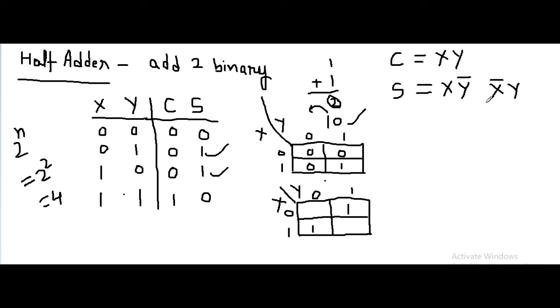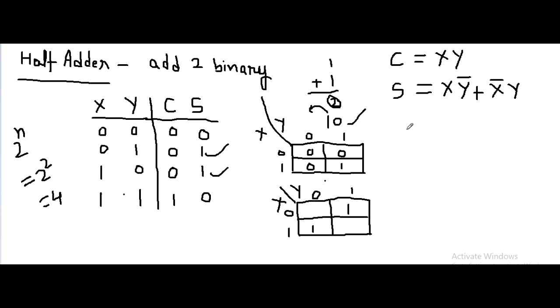Again, because we are considering 1s, we will evaluate in the sum of product form. Then this will be x y complement plus x complement y. So we have simplified these two K maps for carry and sum.